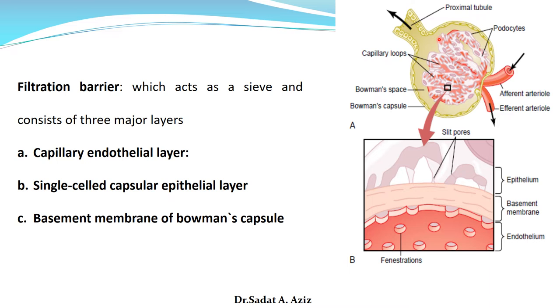So we have three main barriers. The first one is the capillary endothelial layer, which lines the capillaries within the Bowman's capsule. And then you have a single solid capsular epithelial layer. The renal tubules and the nephron are made of a single epithelial layer. So that's why we have a single solid capsular epithelial layer here.